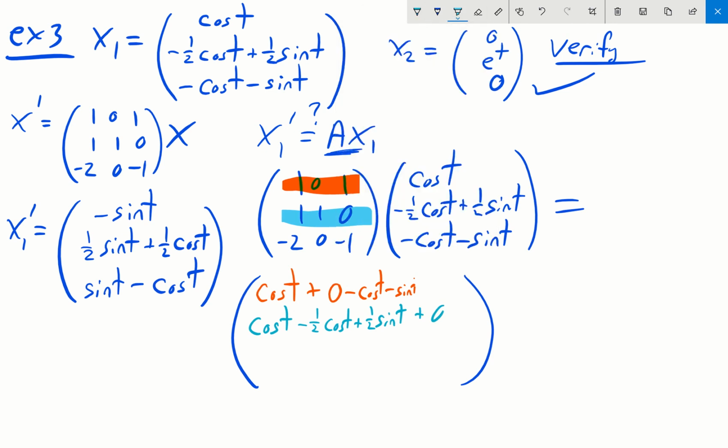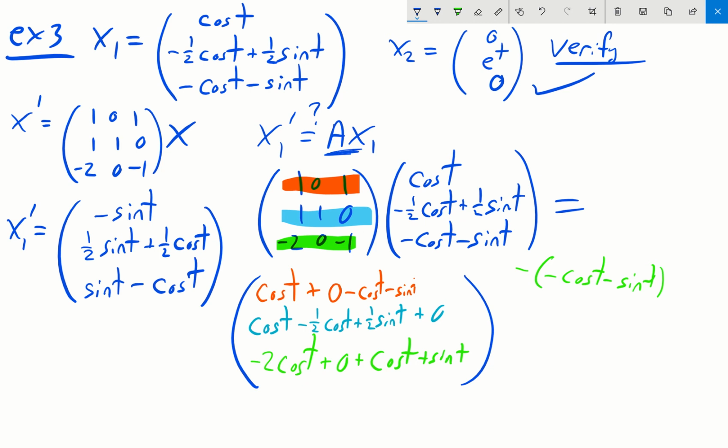We're now down to our third row. So let's multiply this row by that column vector. Negative 2 times cosine t is going to give us a negative 2 cosine t. The second column times the second row produces 0. And then the third column times the third row, negative 1 times the negative cosine t, negative sine t. Be very careful: when you're multiplying that to that quantity, it needs to be distributed. So that's going to ultimately produce a plus cosine t plus sine t.